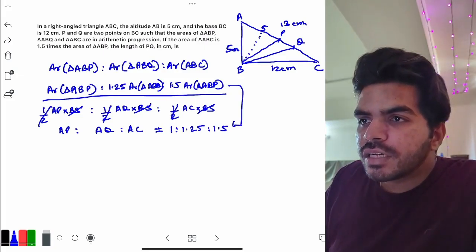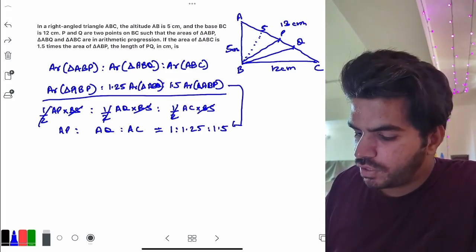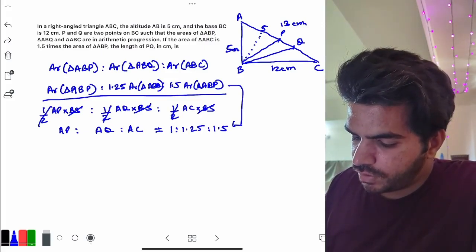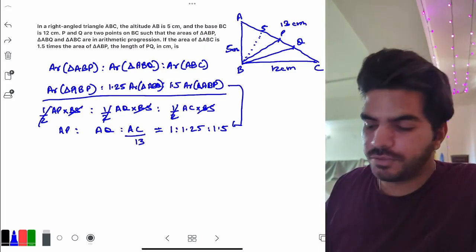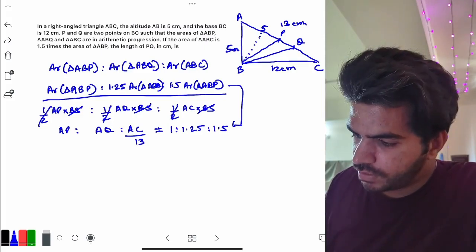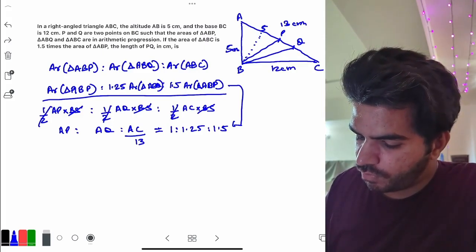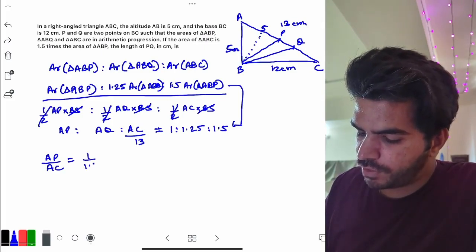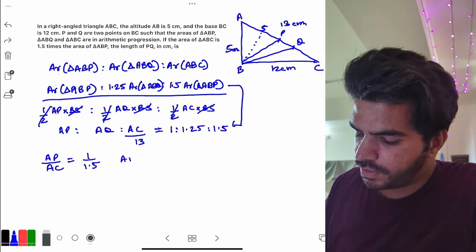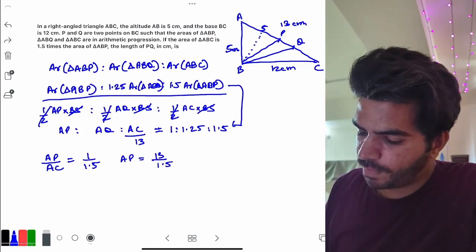Now we need to calculate the length of PQ. So AC, we already know AC is 13, the entire hypotenuse. We'll use the relationship with that. AP divided by AC is equal to 1 by 1.5. So AP comes out to be 13 by 1.5.